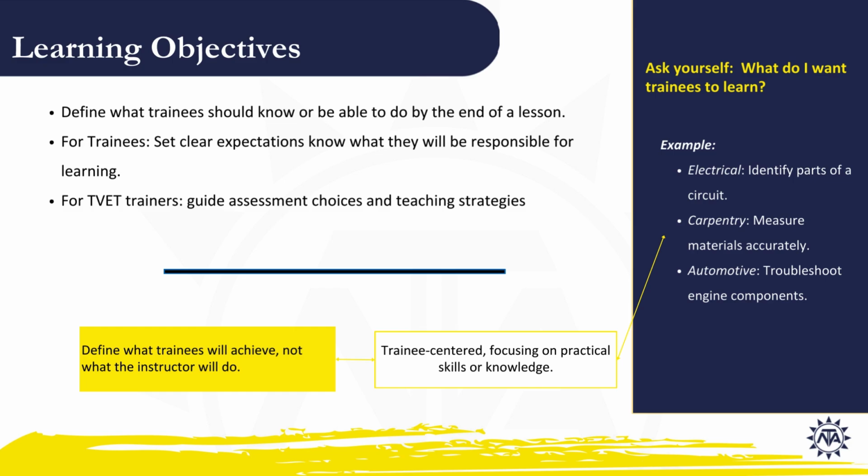In the TVET context, learning objectives need to align with practical, industry-relevant skills. Objectives like identifying parts of a circuit, measuring materials accurately, or troubleshooting an engine prepare trainees for tasks they'll face on the job. By keeping objectives trainee-focused, we ensure that learning is meaningful and directly relevant to their future careers.